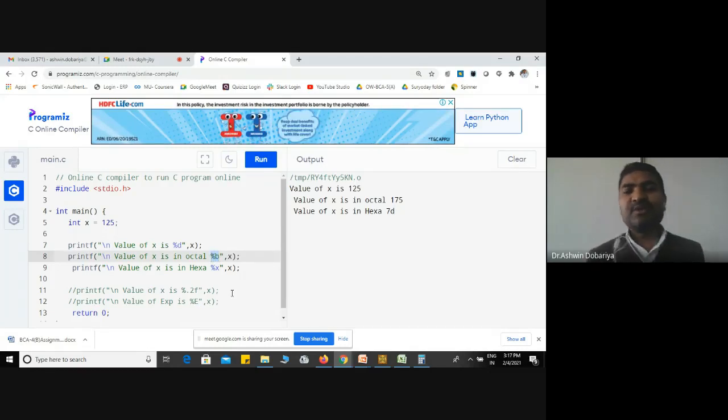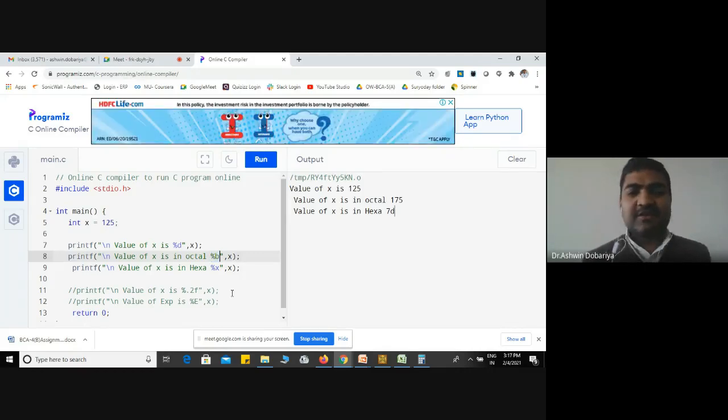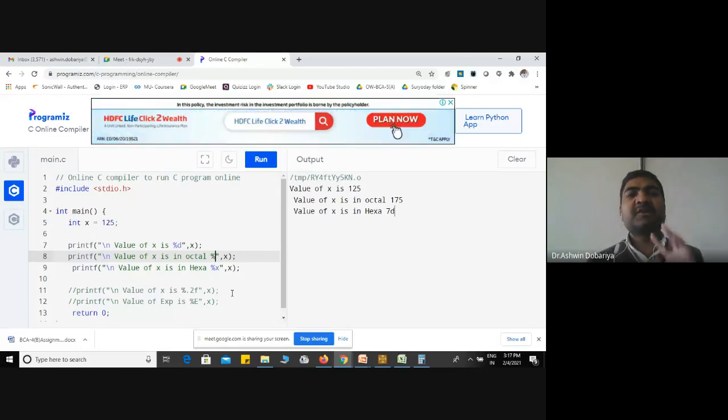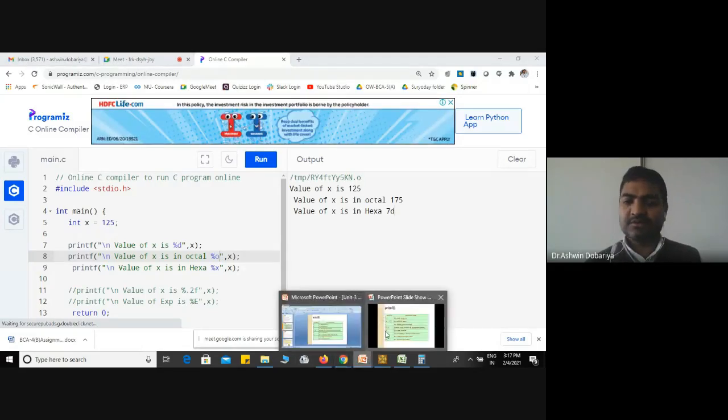Percentage B. What do you mean by percentage B? Nothing. Binary. Right? So there is no percentage B kind of format specifier which will directly display a binary. For binary, we have to write our own code. So for binary conversion, there is no format specifier. That I just want to tell you.